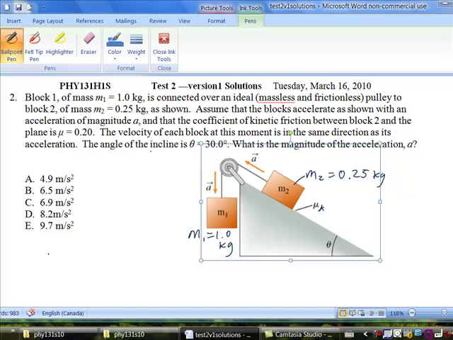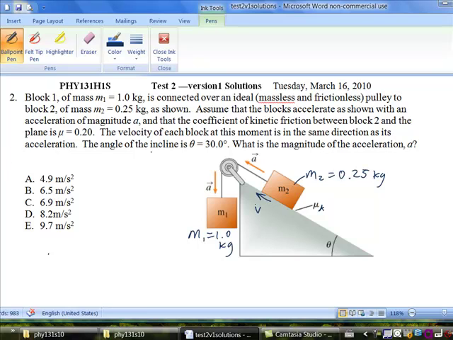So it's saying the velocity of each block at this moment is in the same direction as its acceleration. Okay, so it's going up this way, which means that the force of kinetic friction is down and to the right for M2. The angle of the incline is 30 degrees. Good. What is the magnitude of the acceleration A?